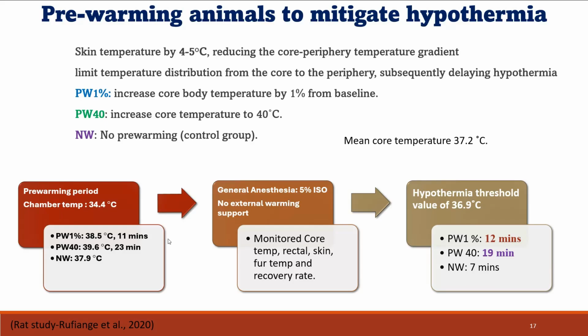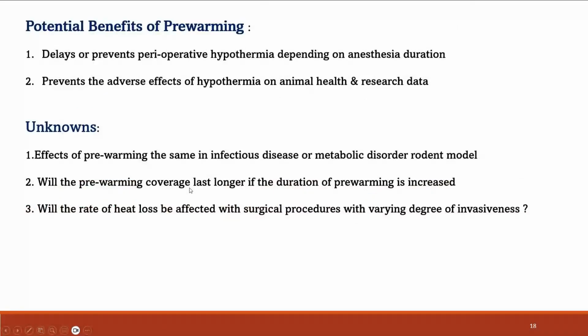So with that, they identified that the control group underwent hypothermia within 7 minutes, PW group underwent hypothermia at 19 minutes, and PW1 underwent hypothermia after 12 minutes. Which proves that pre-warming can delay or prevent the preoperative hypothermia depending upon the anesthesia duration. And if it can delay the hypothermia, it also prevents the adverse effects that come with hypothermia on animal health and research data.